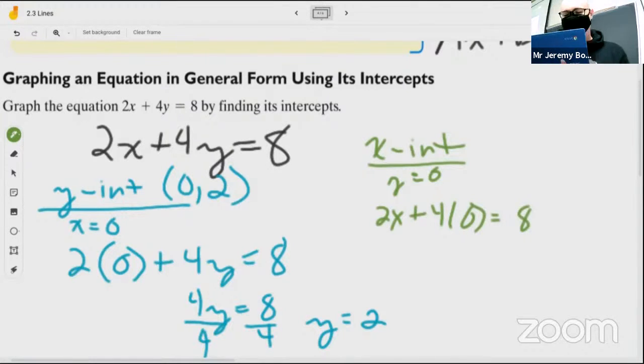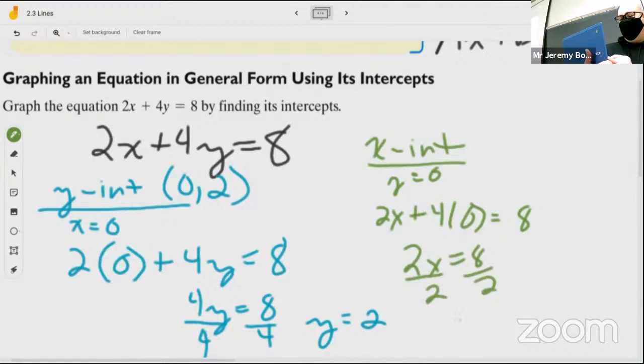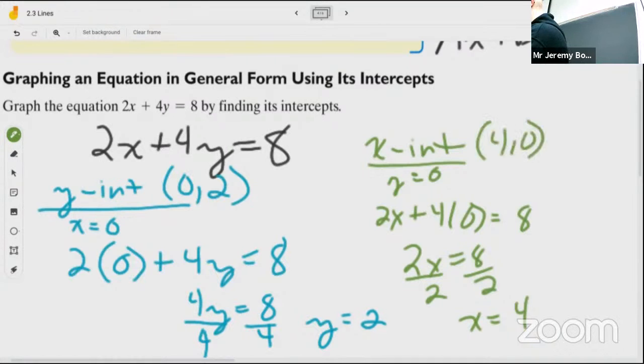And we end up with just 2x is equal to 8. Divide both sides by 2. Then we get x is equal to 4. And so that means my x-intercept is what? 4, 0. Good. So you can see general form does lend itself pretty well to finding the intercepts. At least in my opinion, that's the main pro of it.